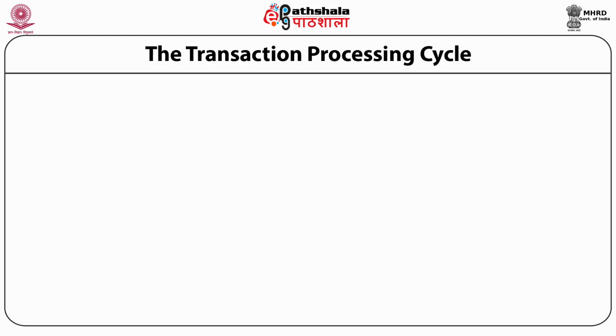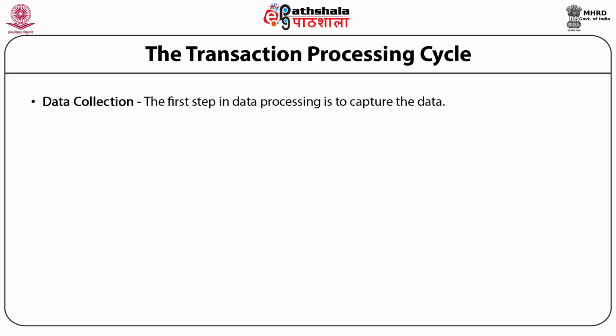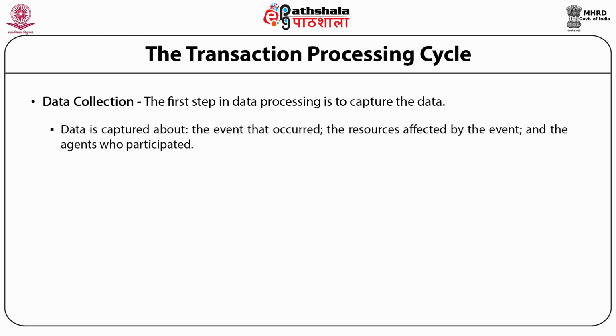Let us now focus on the transaction process cycle, which includes five different steps. The very first is data collection. The first step in data processing is to capture the data. This capture is usually triggered by a business activity. Data is entered about the event that occurred, the resources affected by the event, and the agents who participated.